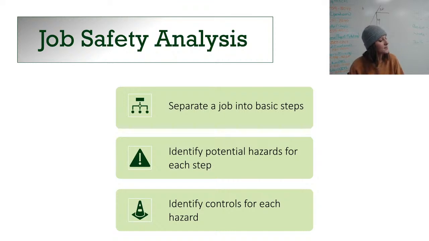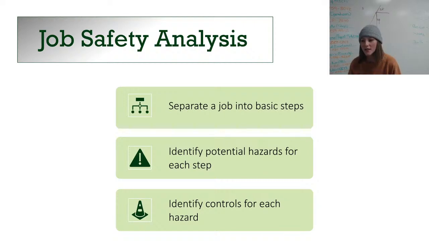We have our basic steps, we have our hazards for each step, and then we have our controls for each of those hazards. If it's a larger job, you're going to break it down into smaller steps, but typically a JSA is going to be no more than 8 steps. You want to break it down into 8 or fewer steps. Then you're going to, again, identify any hazards.